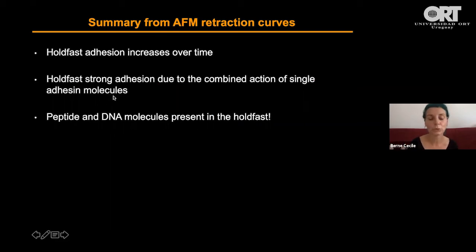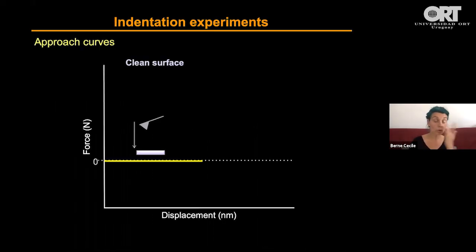And we also know now that there are peptides and DNA molecules present in the Holdfast. So I told you we were just looking at our retraction curves, but in fact we can learn more from these types of data, and we can look at the approach curve. What happens when we are not trying to pull our sample away from the surface, we are just pushing on our sample that is stuck to the surface?